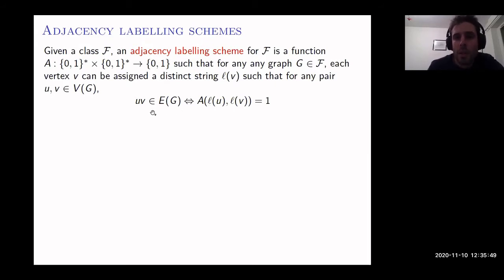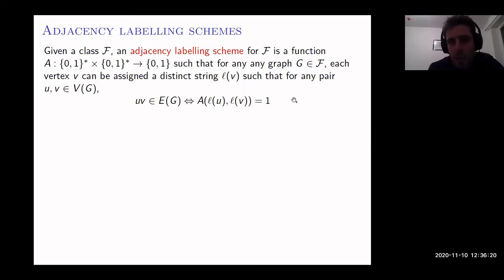So for any graph G in the class, you can label each of the vertices with distinct labels. And when our function A reads the label of U and the label of V, for any U and V, it is able to decide whether U and V are adjacent in G or not. So you can decide adjacencies only by looking at the labels of U and V.